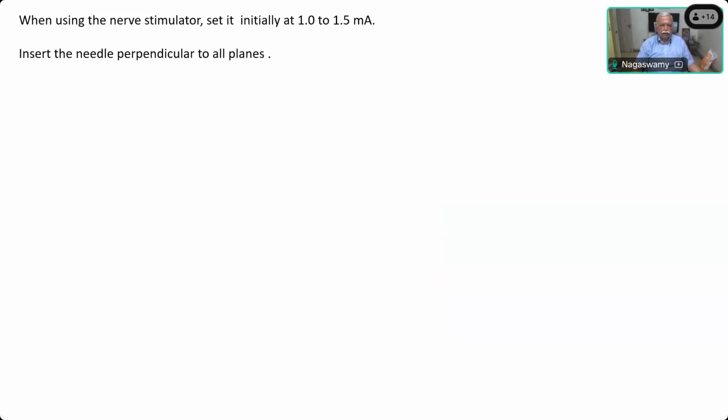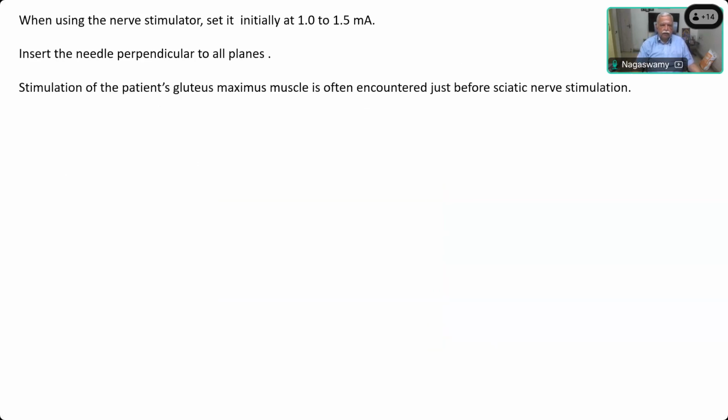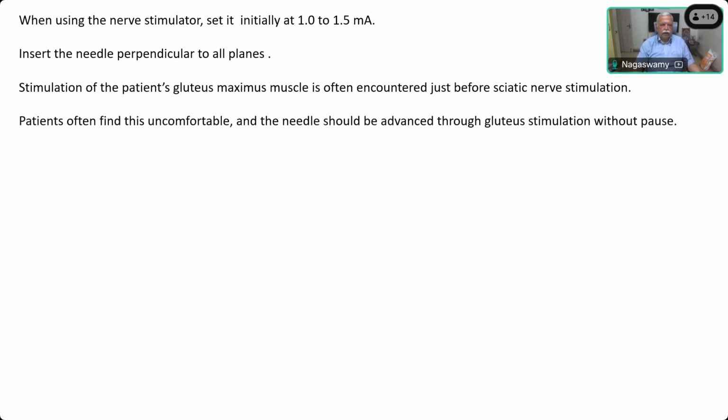This is the point of insertion. And stimulation of the patient's gluteus maximus is often encountered before the sciatic nerve is stimulated. And this may be uncomfortable for the patient. So you have to either pass through that very fast without waiting or delaying there, or you have to use adequate sedation in the form of midazolam and a small dose of fentanyl for the patient to tolerate this.